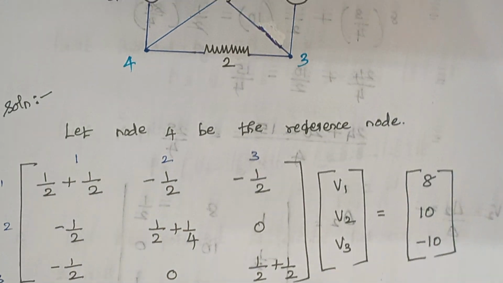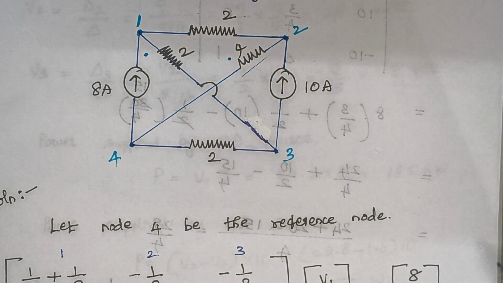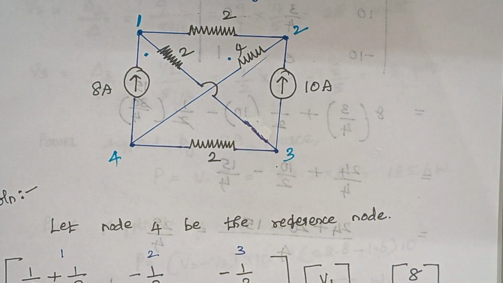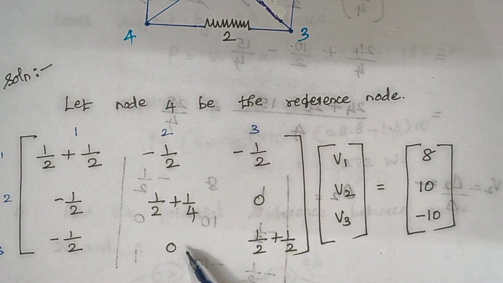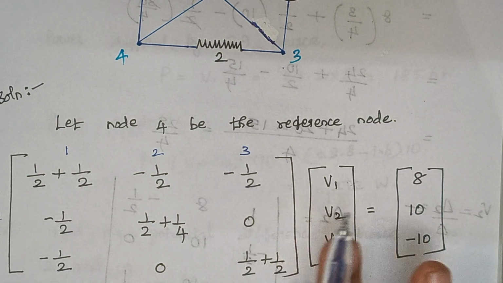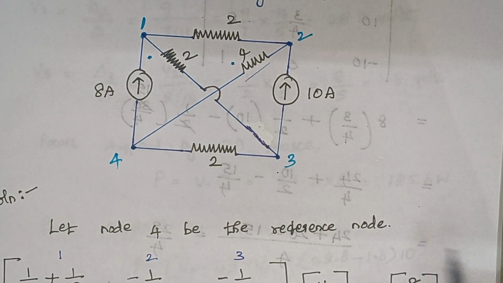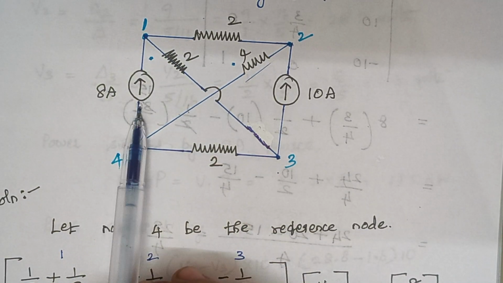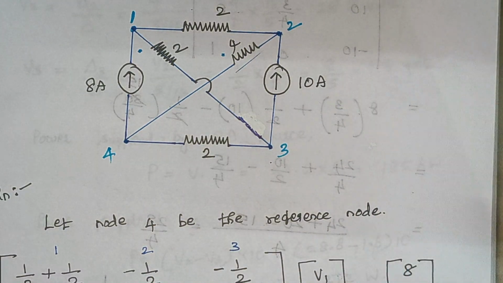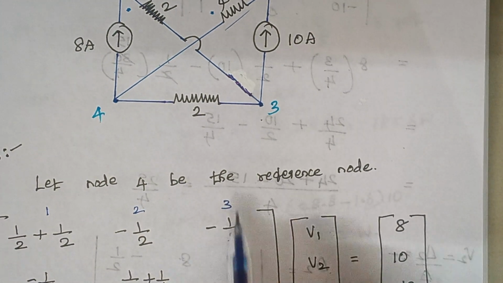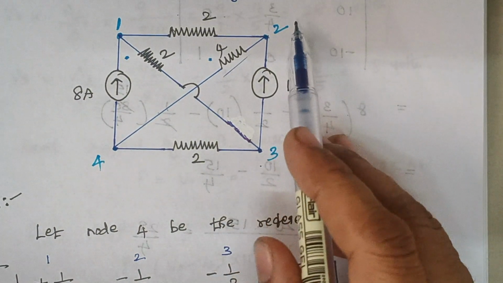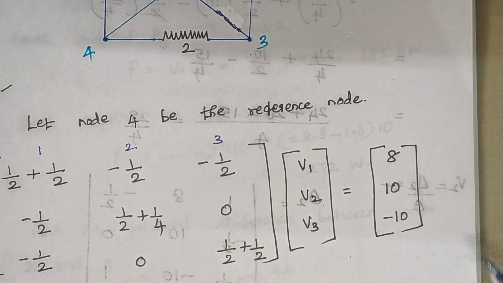Now the next thing: is there anything common between nodes 2 and 3? No, we are having only a current source here. Therefore here just write it as 0. And again the respective voltages are V1, V2 and V3, and here we have to write the respective current sources. So to node 1 we are having 8 amps, so write it as 8. Again for node 2 we are having 10 amps, so write it as 10. Again for node 3, this 10 amps is moving away. Therefore here you have to write it as minus 10.